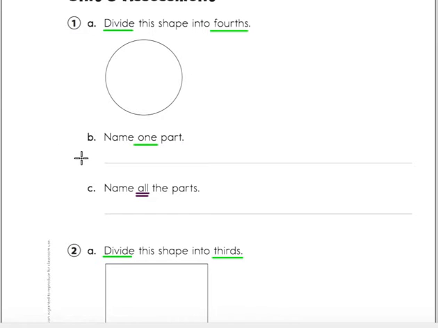Can you name one of those parts? So look up here, name one of those parts. What would that be called? Now name all of the parts. The whole thing, what would that be called?